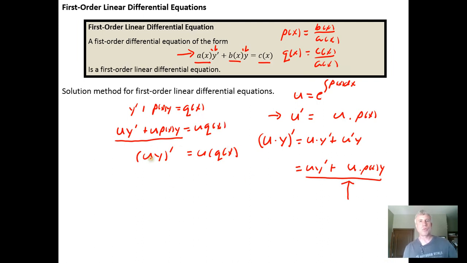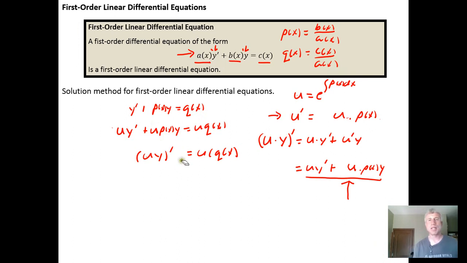And then you could check your work on this. You could say, what's the derivative of this? It's going to be u times y prime, which I have here, plus u prime times y, but u prime is just u times p of x, and there's the u times p of x. So we can even work backwards to check our work.